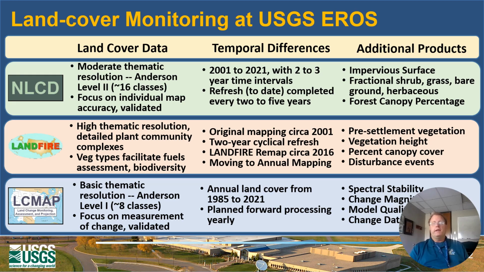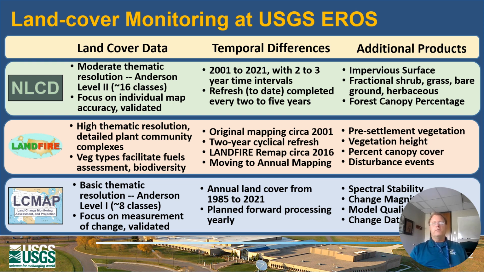USGS EROS, we're the home of Landsat. We have a very long history of land change monitoring using Landsat and other data, and that includes three landmark national scale products for the U.S. The first is the National Land Cover Database, a product that goes back to 1992. It was really the first national scale 30-meter product that was available, and continues to have a very heavy user base to the current day.